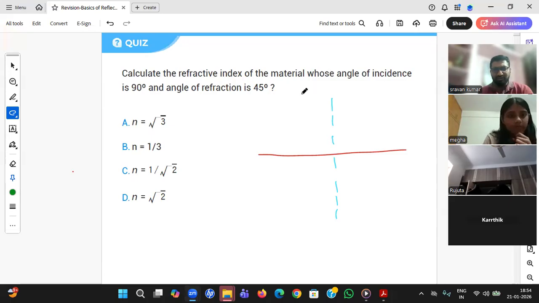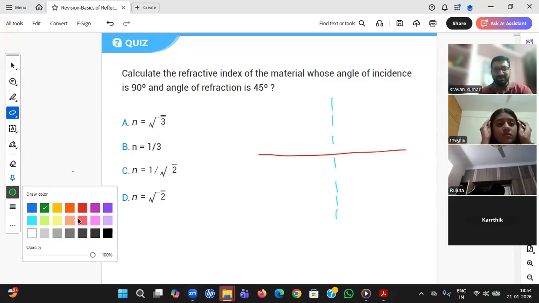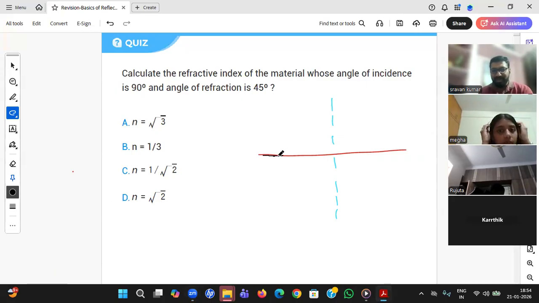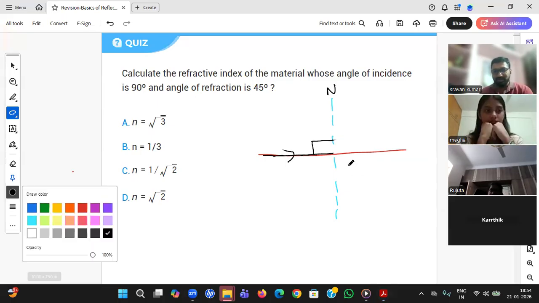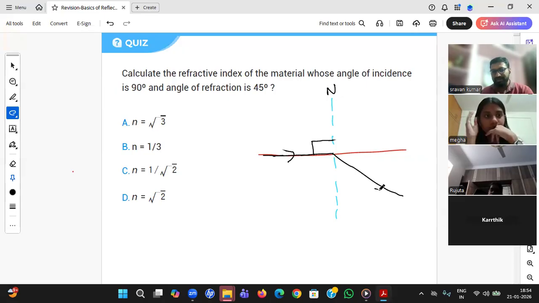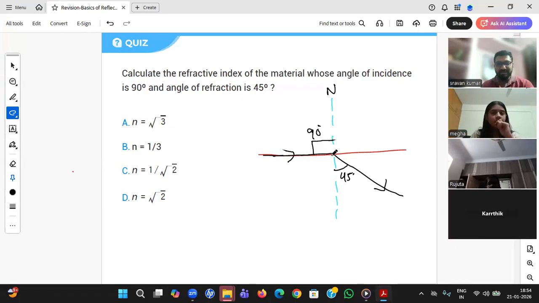The question gives the angle of incidence as 90 degrees. What does that mean? Angle of incidence 90 degrees means my light rays are coming like this. Then only your angle of incidence is 90 degrees. You see, the normal line and the incident ray at 90 degrees. Angle of refraction 45 degrees. That means your ray is going like this. This is 45 degrees. Please apply Snell's law. Tanushri, very good student. Okay, apply Snell's law over here.